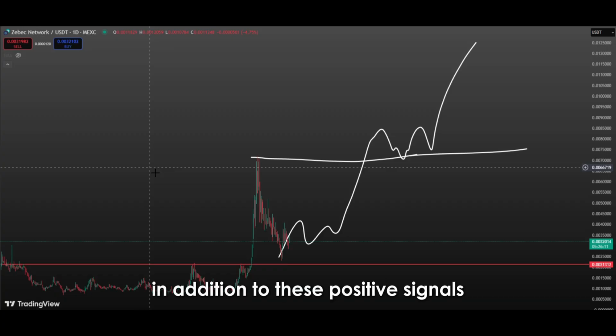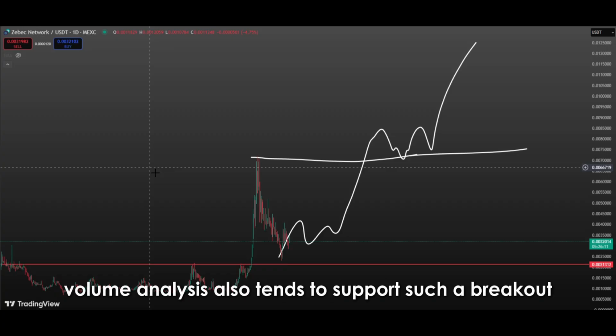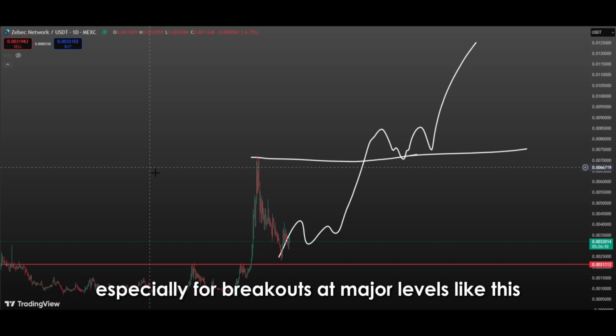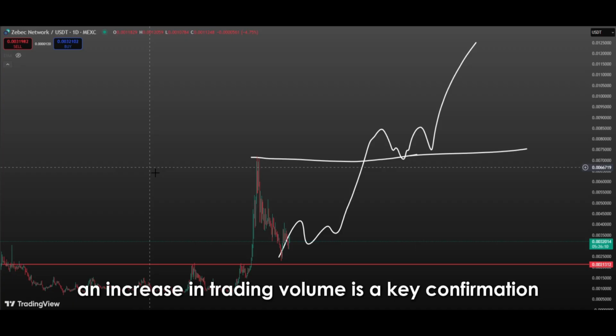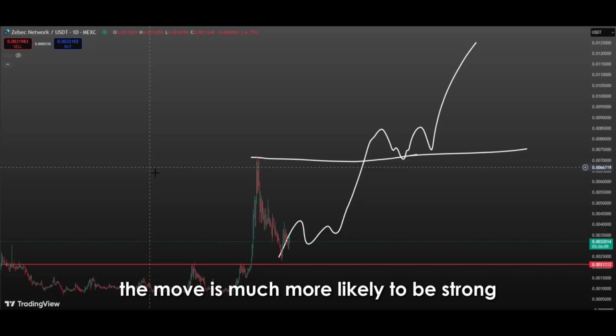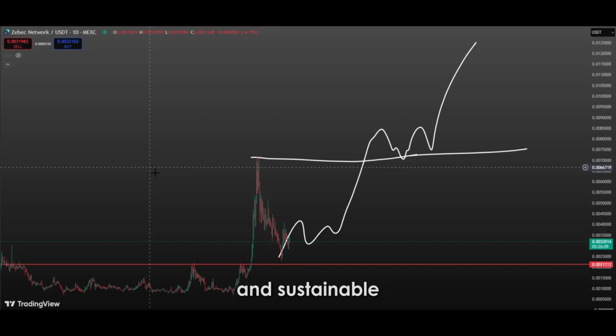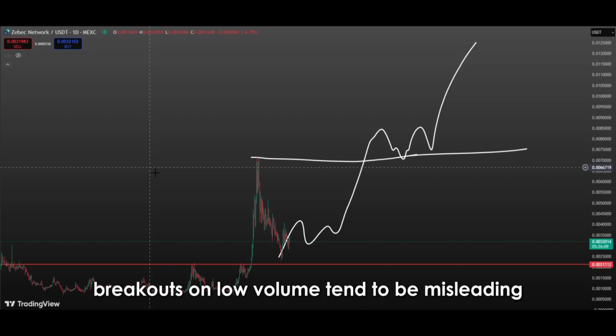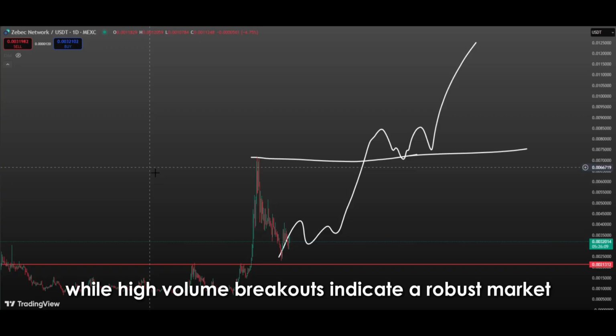In addition to these positive signals, volume analysis also tends to support such a breakout. Especially for breakouts at major levels like this, an increase in trading volume is a key confirmation. If the price breaks this critical level with high volume, the move is much more likely to be strong and sustainable. In contrast, breakouts on low volume tend to be misleading, while high volume breakouts indicate a robust market.